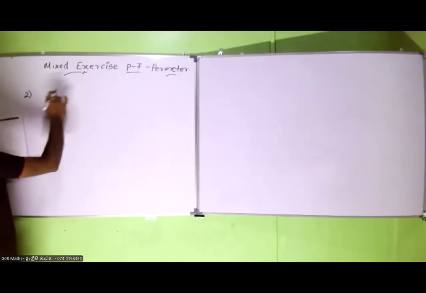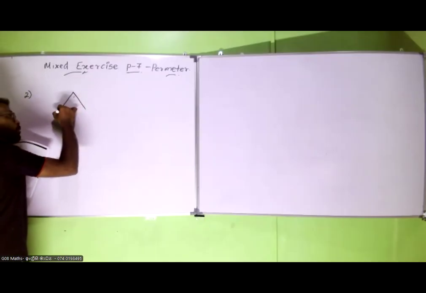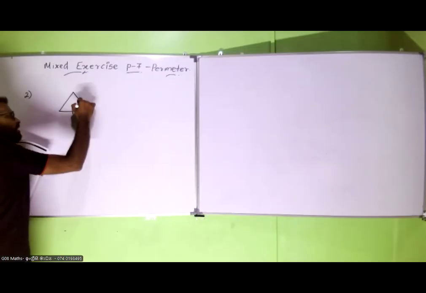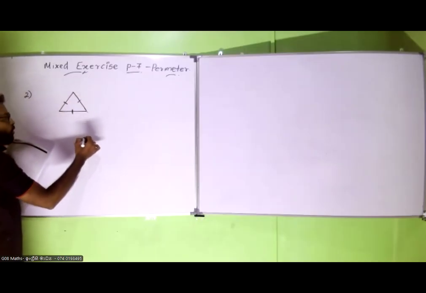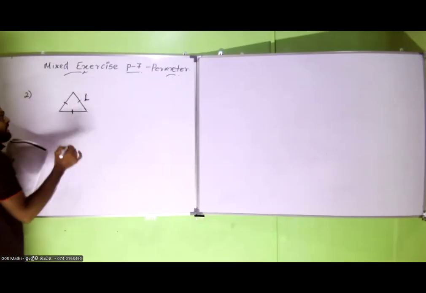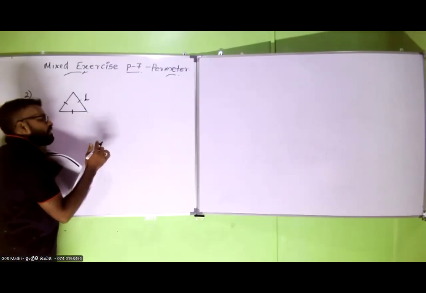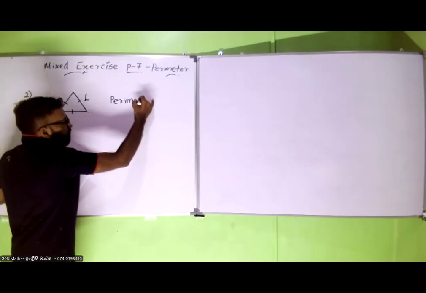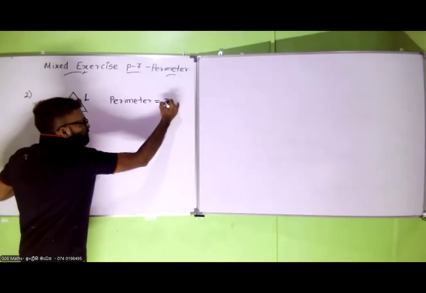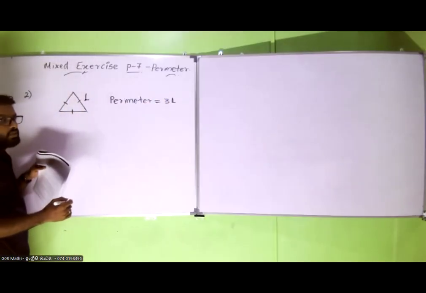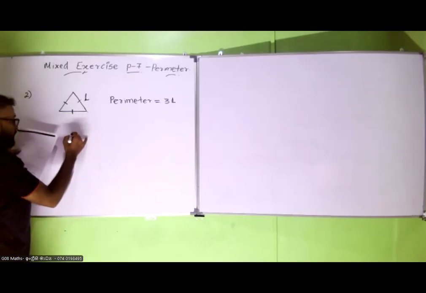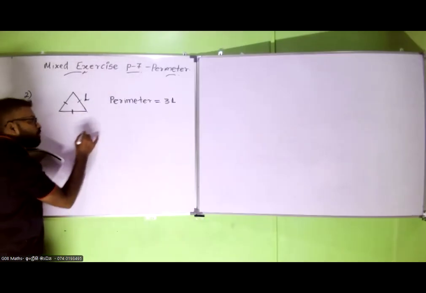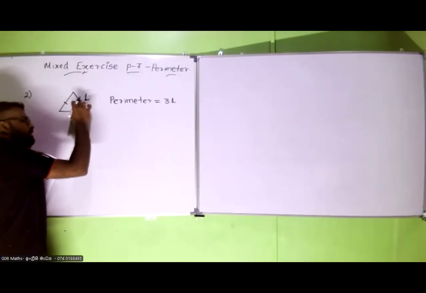They have given us the perimeter of an equilateral triangle. The property of an equilateral triangle is that the lengths of the sides are equal. So if I take the length of one side as L, you can write down the perimeter equals 3 times L. Correct? 3 times L. They have given us that the perimeter of an equilateral triangle is 21 centimeters. So that means you have three sides.